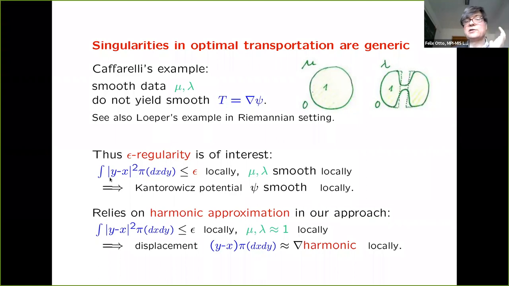And here, of course, the natural question is, let's assume that locally your transportation is not so far. Can you then show that you have an epsilon regularity result in the sense that smooth data imply a smooth solution? And that's indeed true. That's the result of De Filippis and Figalli. And here I want to tell you about a different proof of this result, which goes via harmonic approximation and calculus of variations.